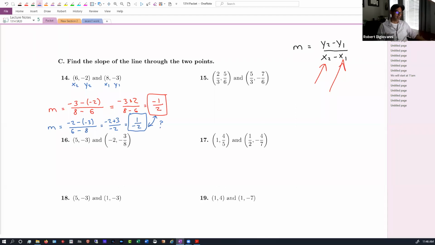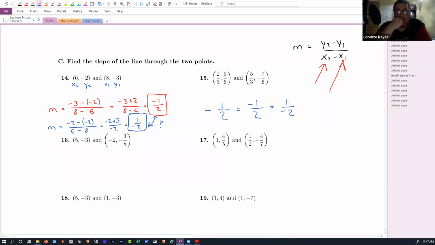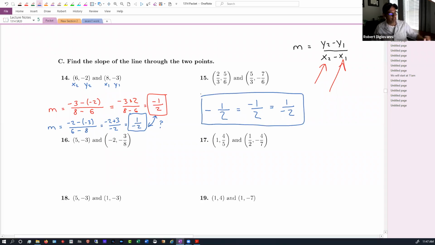Be careful with fractions. Something I talked about way early in the class. I said if you ever have a negative out in front of a fraction, that negative can be on the top or the negative can be on the bottom. All of those are the exact same expressions. Oh, okay. -1/2 is the same as 1 over -2. These are all equal to one another. So these two answers are the same. And it turns out that no matter how you do it, as long as you follow the formula, difference of the y coordinates over difference of the x coordinates, you will always get the correct slope.